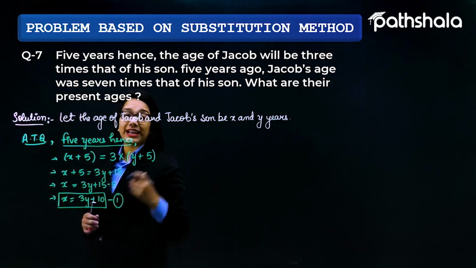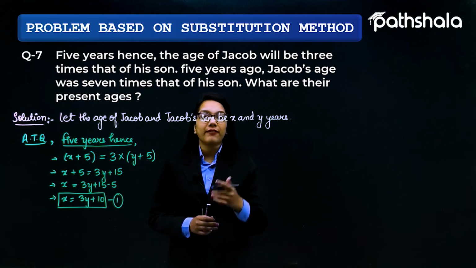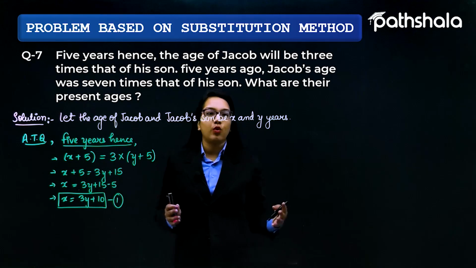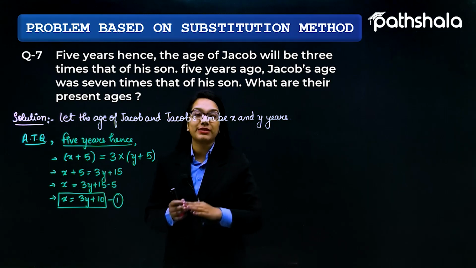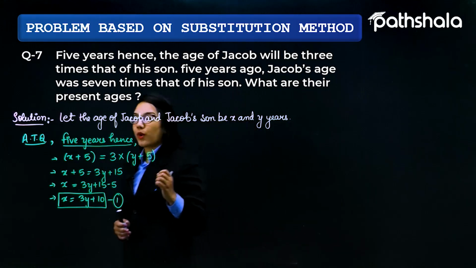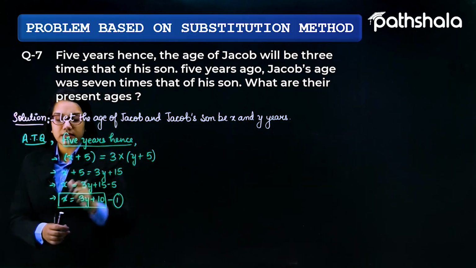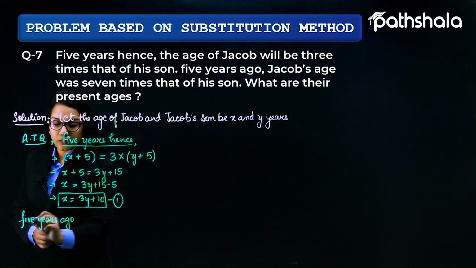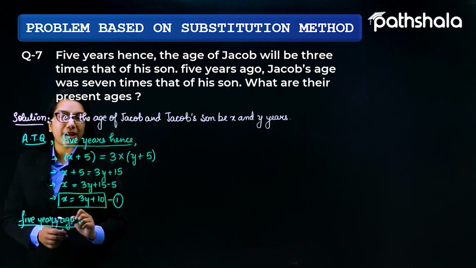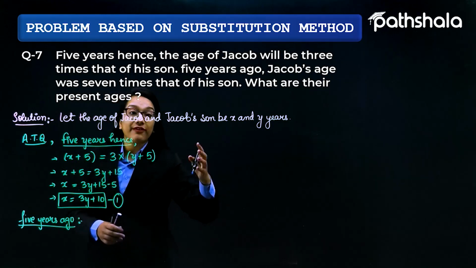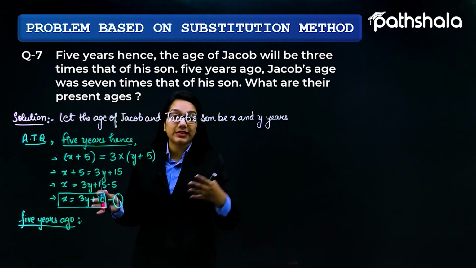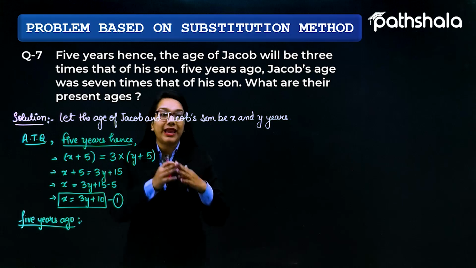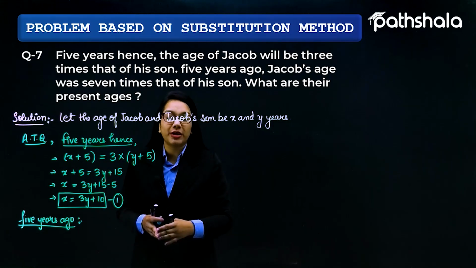Now let's talk about the second condition given to us. It says 5 years ago. 5 years ago means we are talking about the past. 5 years ago Jacob's age was 7 times that of his son. So if the present age of Jacob is x, 5 years ago his age would be x minus 5, because we are talking about the past, and his son's age would be y minus 5.